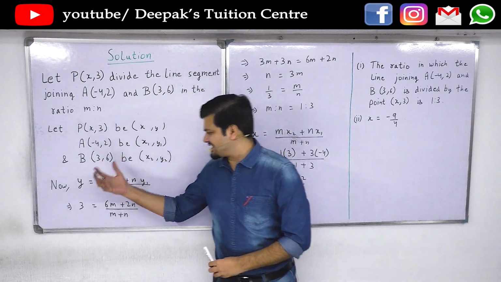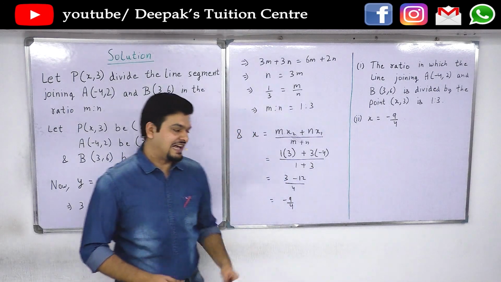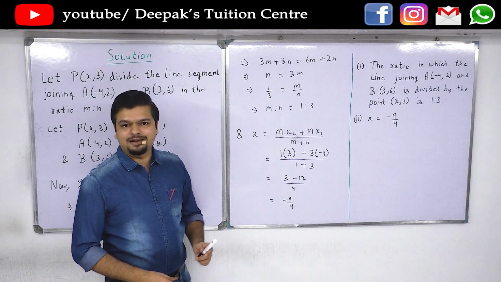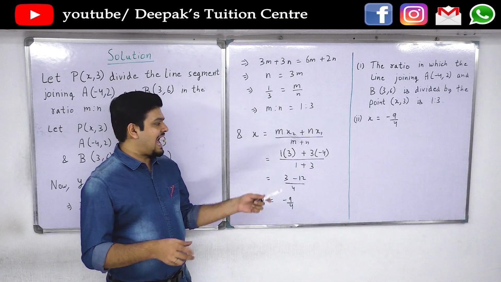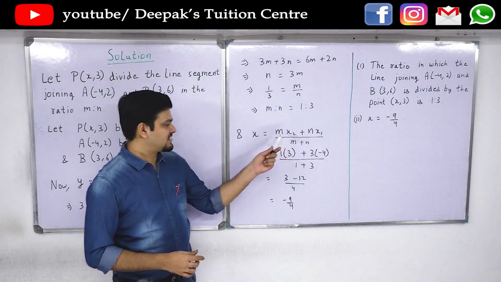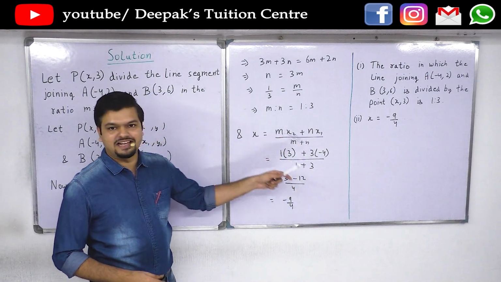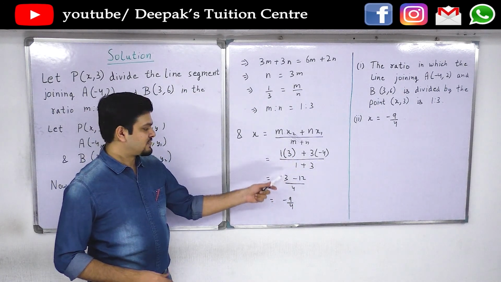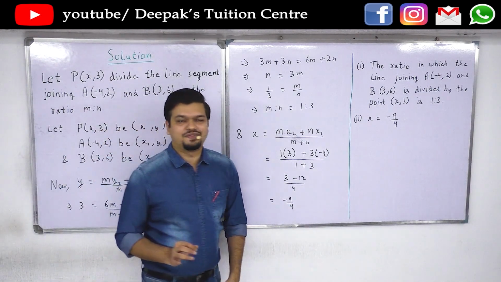Also, whatever applies to the y coordinate, the same formula applies to the x coordinate. So we can say that x is equal to (m x2 plus n x1) divided by (m plus n). Now we have the values of m and n, that is 1 and 3 respectively, and we have the values of x2 and x1. So we'll substitute the values. 1 into 3 plus 3 into minus 4, divided by 1 plus 3. 1 into 3 gives me 3. Minus 4 into 3 gives me minus 12. 3 minus 12 is minus 9. Minus 9 by 4.